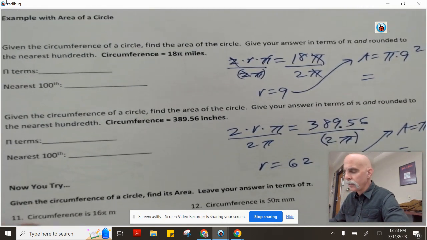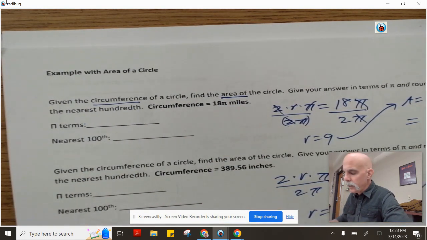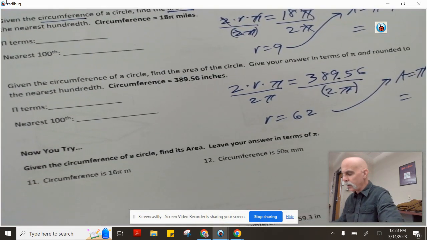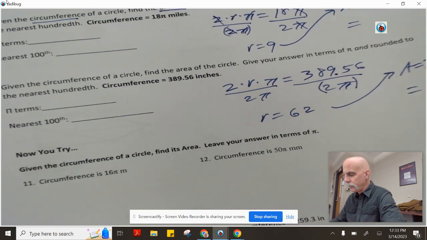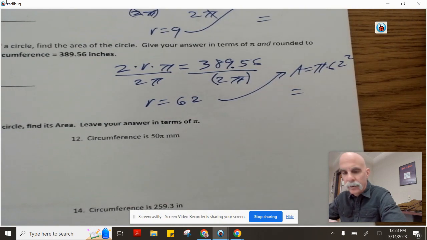Okay, so these problems again are given the circumference. You ought to be able to find the area. See if you can practice some of those there. Complete these 2 pages.